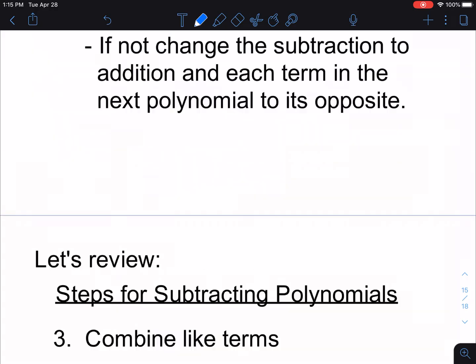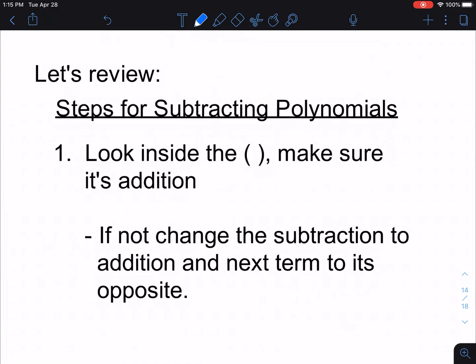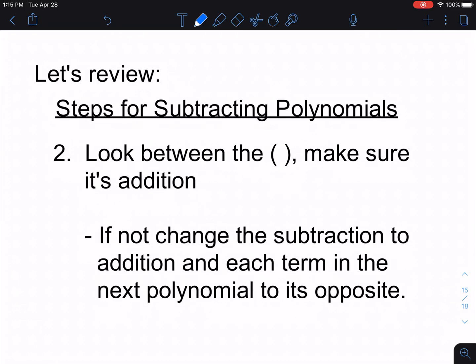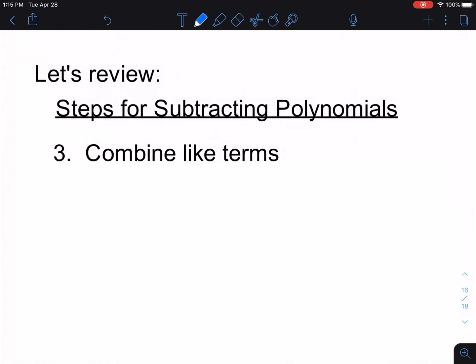Hopefully you understand subtracting polynomials. It's really simple. Just go back over the steps real quick. Step 1, look inside the parentheses, make sure everything is addition. If not, change it. Then look in the middle of the parentheses. Make sure it's addition. If it's not, change it, and then distribute out the negative 1 to everything in the next set of parentheses. And then last but not least, combine like terms.